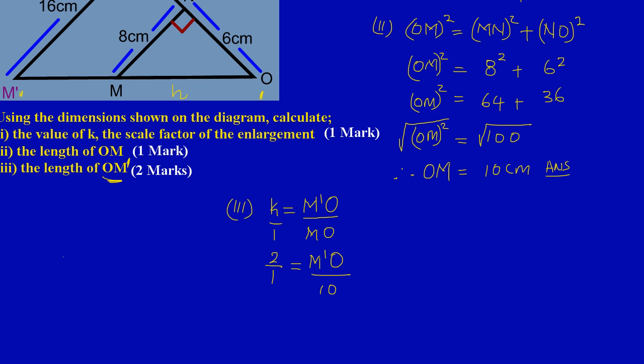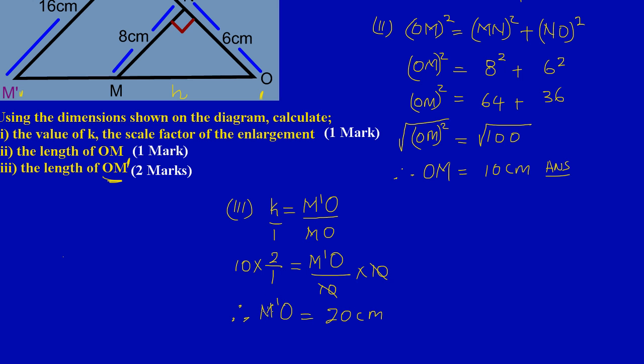Since 10 is dividing this side, I need to make M prime O the subject. So basically, since 10 is dividing, I must do the opposite of division, which is multiplication. So I must multiply both sides by 10. Here 10 will cancel 10. Therefore, M prime O must be equal to 10 times 2, which would give me 20 cm.